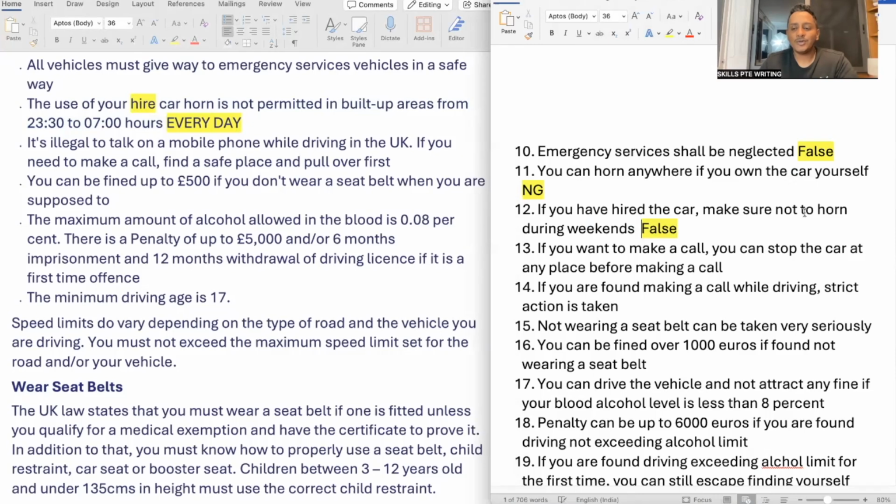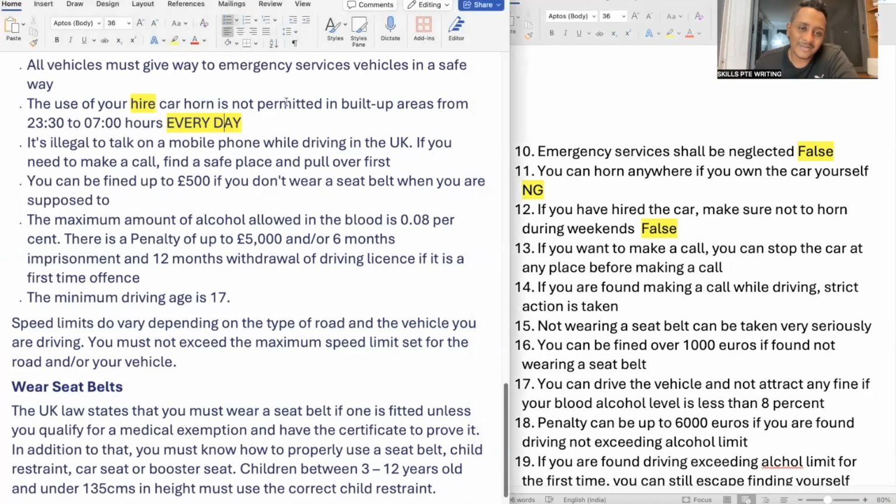See, already make sure to horn or not horn information is given. If those conditions are missing, then it is obviously false. All these are not given as well. So it's obviously false. Not given, it is false. It's contradicting what is given over here.